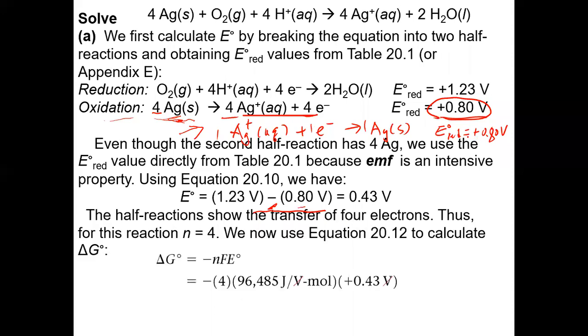Okay, so once we get the E, we use one equation. We know there's a relationship, or connection, between E and delta G. So we plug in the number for E, then we identify what is F. F is the Faraday constant, and N is the number of electrons transferred in the overall equation. In the overall equation, we have 4 electrons transferred. That's how we calculate delta G from E.